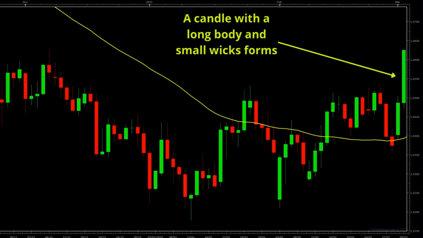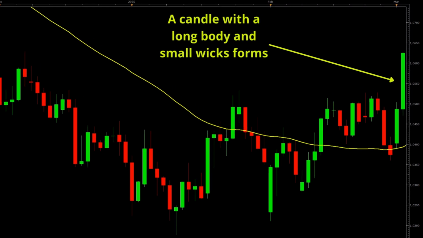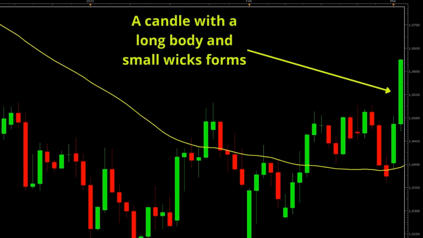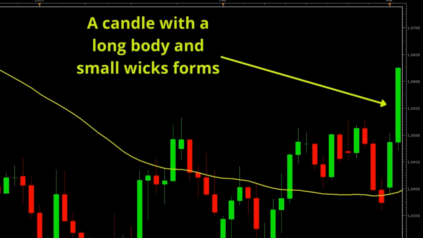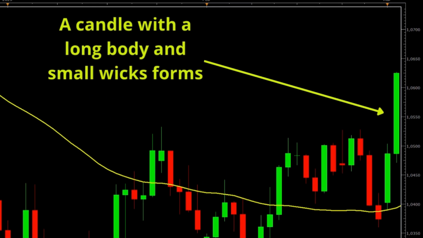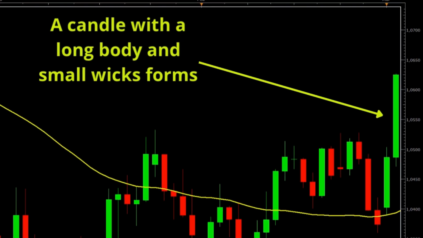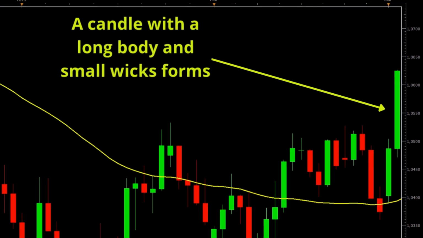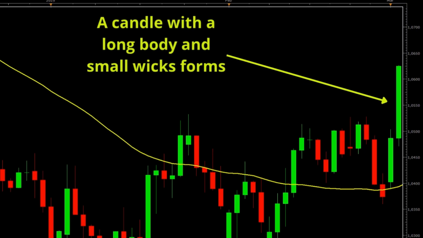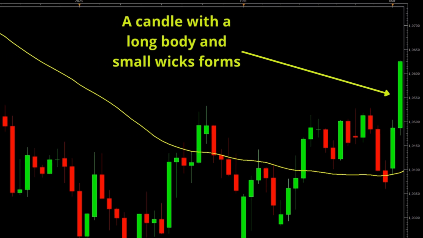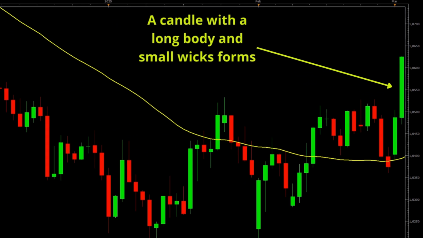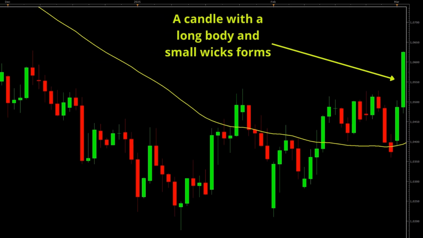Here is a clear visual of our first condition, a candle with a long body and small wicks. Notice the strong close near the high of the day, with minimal upper and lower shadows. This momentum candle, positioned above the SMA 50, is the first confirmation that buyers are in firm control, not sellers.